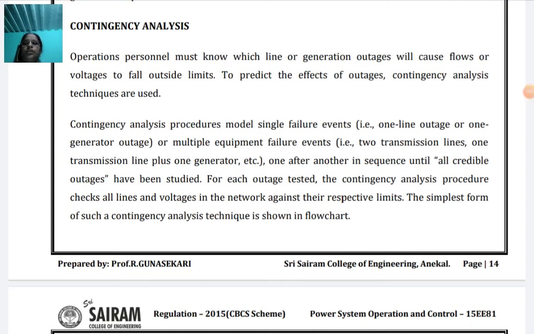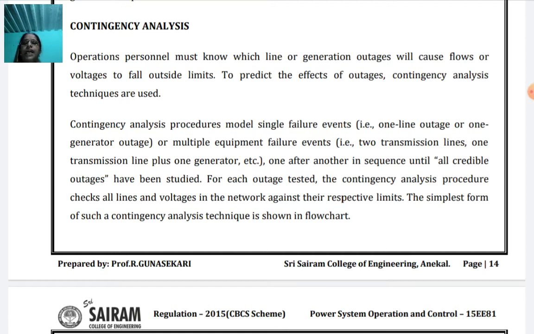Dear student, now I give a lecture on contingency analysis of power systems. Contingency analysis techniques are used to predict the effects of outages only. The outages mean line or generator outages which will cause flows or voltages to fall outside limits.